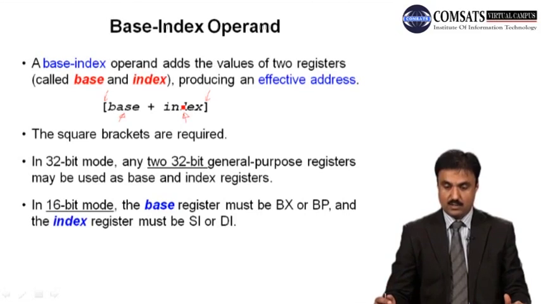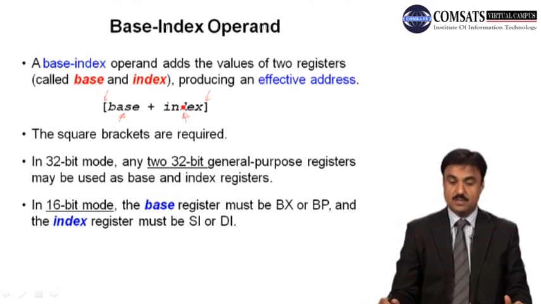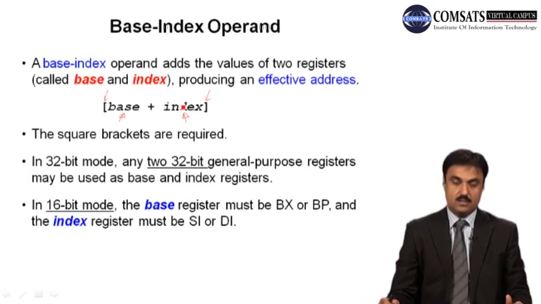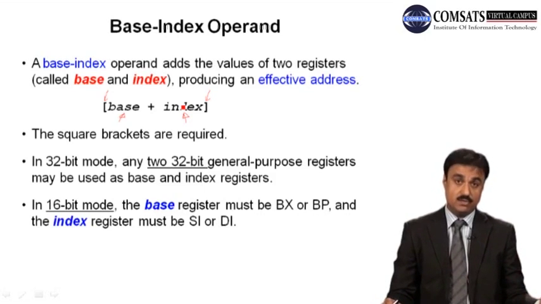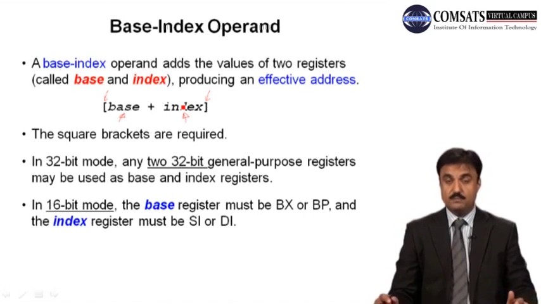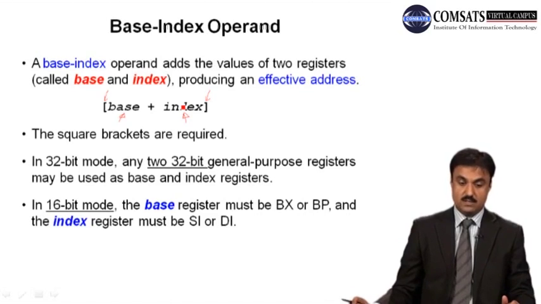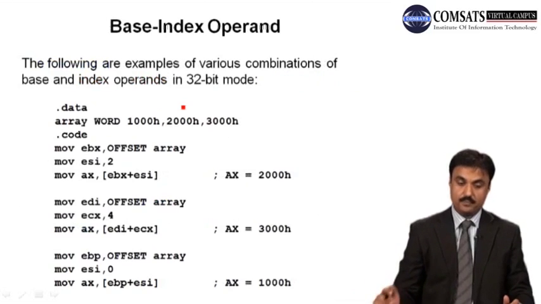However, in 16-bit mode, the base register must be BX or BP, because BX is the base register. And for the index register, you can use SI, the source index, or DI, the destination index. So either you can use SI or you can use DI. In 16-bit mode, you have to use the registers specifically defined to work as a base and as an index register. However, in 32-bit mode, you can use any of the general purpose registers in the architecture.